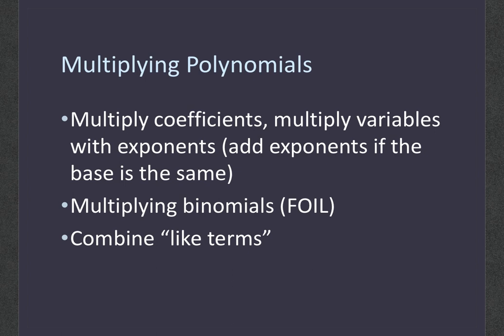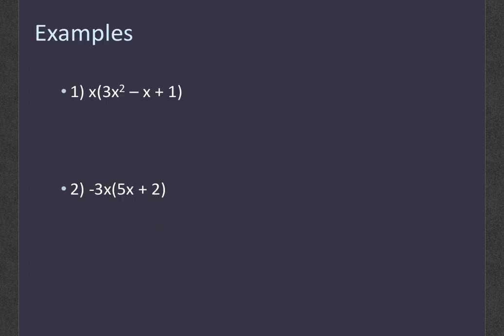So we're going to multiply polynomials, and to do this, we're going to multiply the coefficients, which is the number on the front, and then multiply the variables with the exponents. When you multiply variables with exponents, you add the exponents if the base is the same. And then we're going to go through multiplying binomials, where if there are 2 terms in each, you would FOIL. I actually just watched my son do the box, so people who want to do the box, that's fine too. And then at the very end, you're always going to combine your like terms. If they are the same variable with the same exponent, we add or subtract them. You always want to combine those to make it as simple as possible.